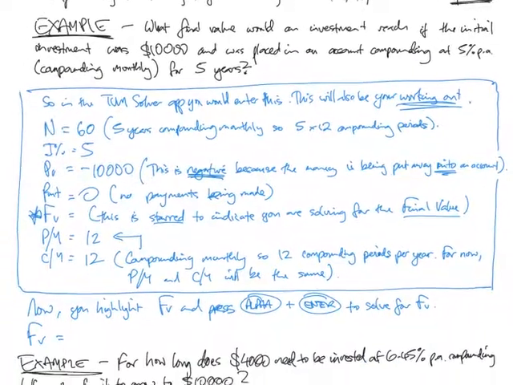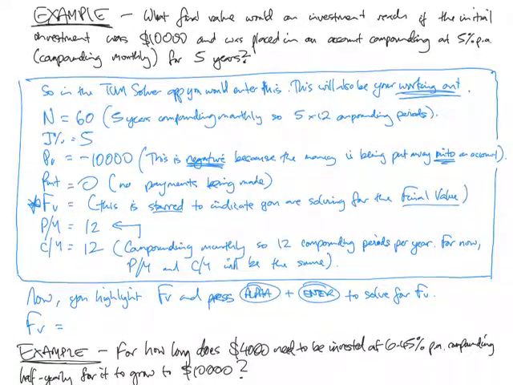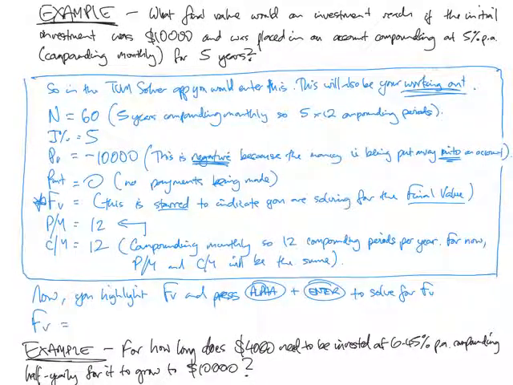So this first example, I've already answered it, so I can talk through, and I can point out the things that I knew and what I put in. What final value would an investment reach if the initial investment was $10,000? So you put 10,000 away, place it in an account compounding at 5% per annum, compounding monthly for 5 years. So you're putting $10,000 in an investment account that compounds monthly at 5% per annum, for 5 years in total.